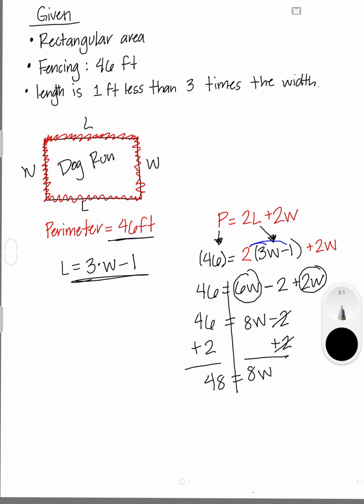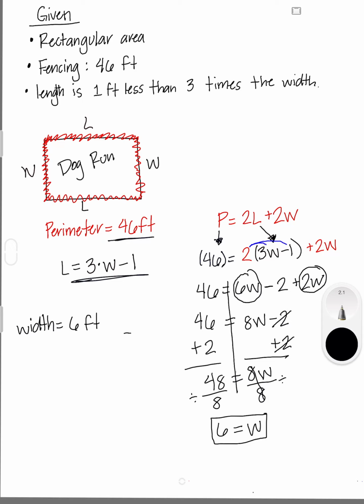Now I still want to get rid of that 8 that is multiplying the W, so I'm going to divide on both sides by 8. So then this is going to give us 6 equals W. So we found our width. Our width is going to be 6 feet. Now we still need to find our length.